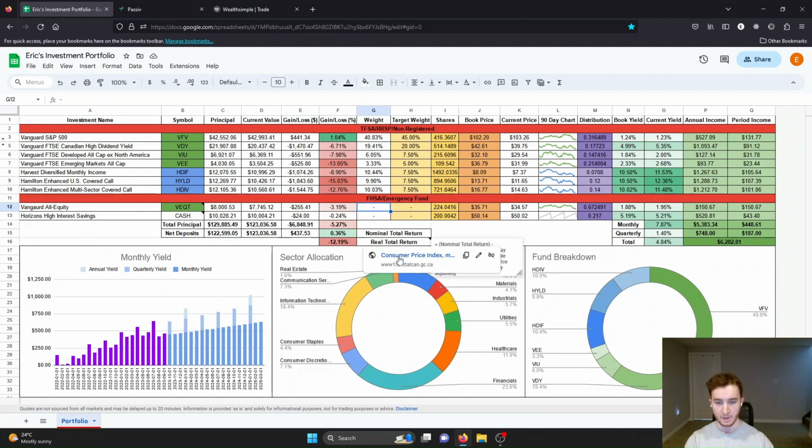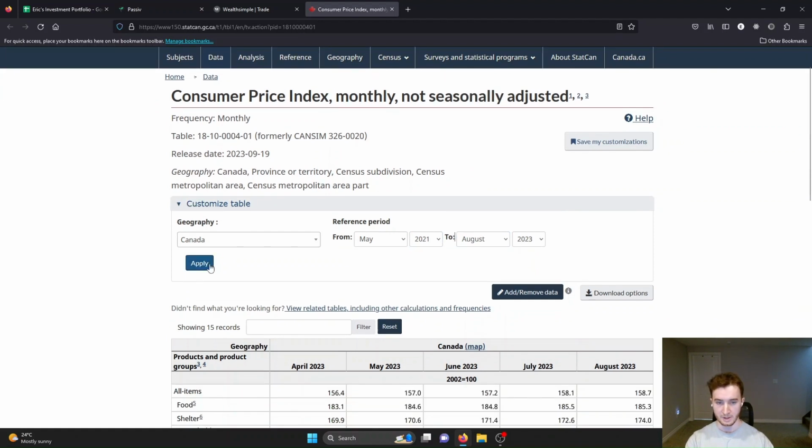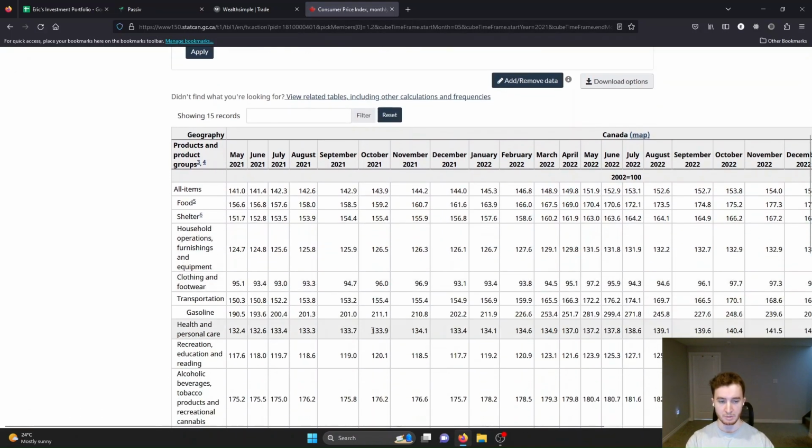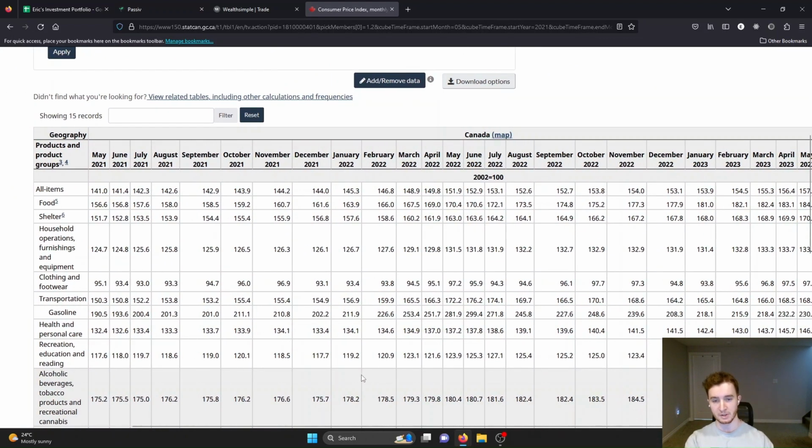What you want to do is go to the Consumer Price Index provided by Statistics Canada and use a reference period that corresponds to since you started investing. For me, that is May 2021. So if I put in here May 2021 to August 2023. We don't have the September data yet because September is not over yet, and the CPI hasn't been reported for September. So I'll just hit apply here, and you basically get this chart of the cost of a basket of goods and services over this time period.